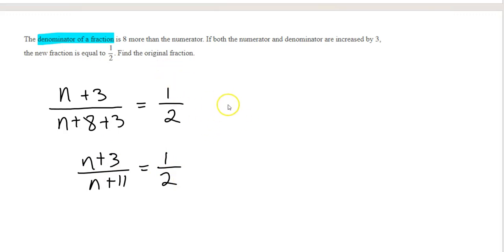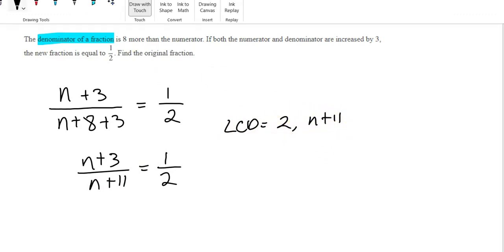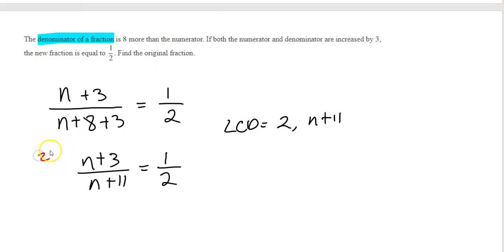Alright, well, we have an LCD. My LCD is going to be 2 times n plus 11. So let's multiply everything by 2 and n plus 11. I'll do the same thing over here, 2 and n plus 11. Over here, the n plus 11 cancels. Over here, the 2 cancels. So now let's go in here and simplify a little bit.